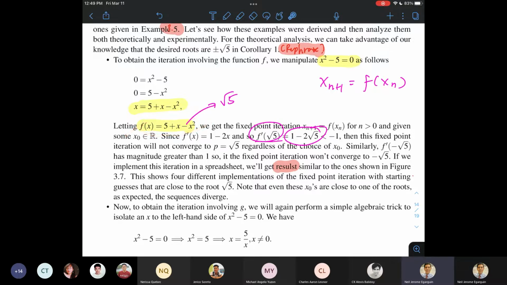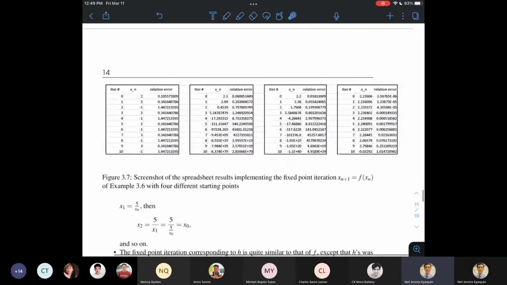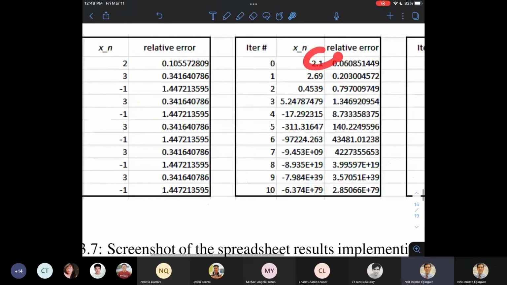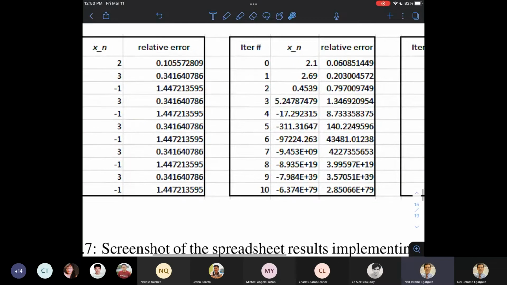kasi madali lang namang i-program sa Excel yung 5 plus x minus x squared. And the results I have is in figure 3.7. Isa-isahin natin. Okay? Yung root natin ay around 2.24. So initial guess ko ay 2. Ginamit ko yung fixed point iteration for f. Ito yung nakuha ko. Alright? And you see that hindi talaga siya nagko-converge kasi alternating yung sign, no chance that this will converge. Let's try another one. 2.1 halimbawa. For 2.1, lalong hindi siya nagko-converge.